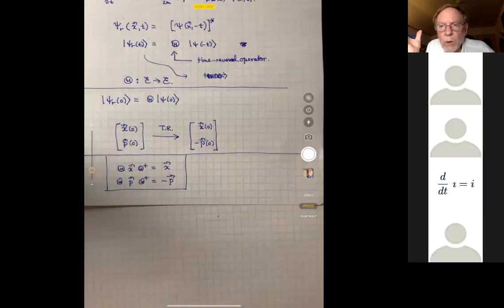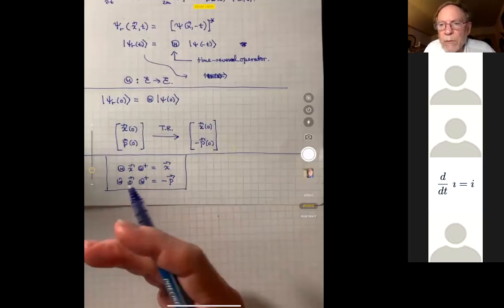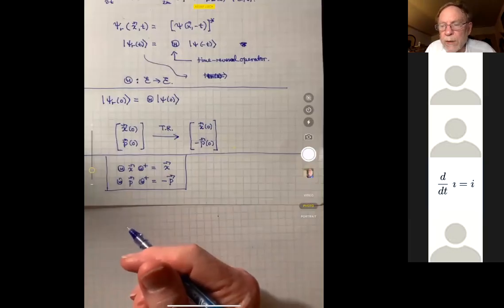I mean, yeah, sure, thank you. We're groping for definitions of these symmetry operators. That's exactly what we're doing here. We're guessing properties, and then we're going to work out what the operator actually is.